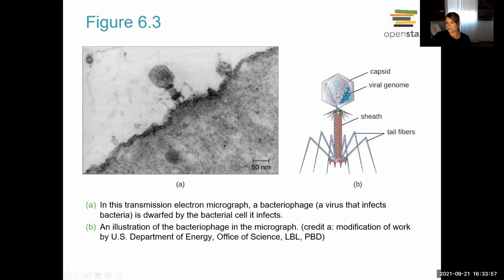Once the DNA or RNA is inside the host cell, it just starts taking over. It'll start expressing its RNA and its proteins, and those proteins will take over the cell machinery, and it will start reproducing many, many copies of itself until it explodes the host cell. Many of these bacteriophages will then go and infect new cells. They're pretty efficient at what they do.